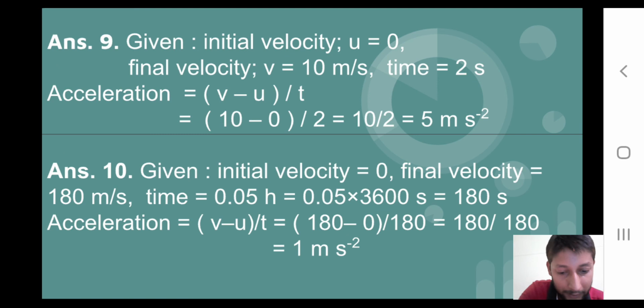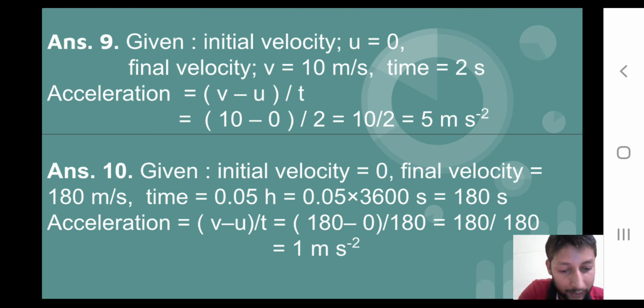Come to question number 9. A body starts from rest and acquires a velocity 10 meter per second in 2 seconds. Find the acceleration. Since body is at rest, so initial velocity u equal to 0, final velocity v is equal to 10 meter per second, time is equal to 2 seconds. So acceleration is equal to v minus u by t, that is change in velocity divided by time, which is equal to 10 minus 0 divided by 2 or 10 by 2, which is equal to 5 meter per second square.